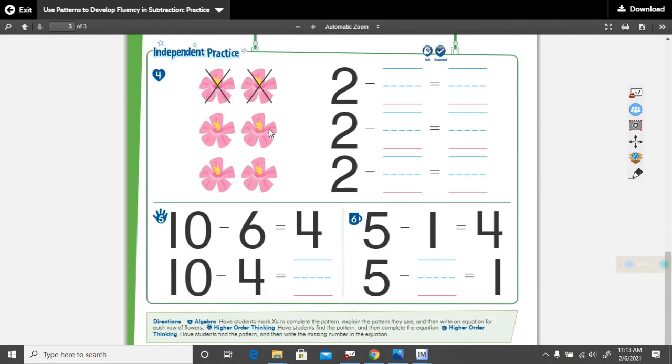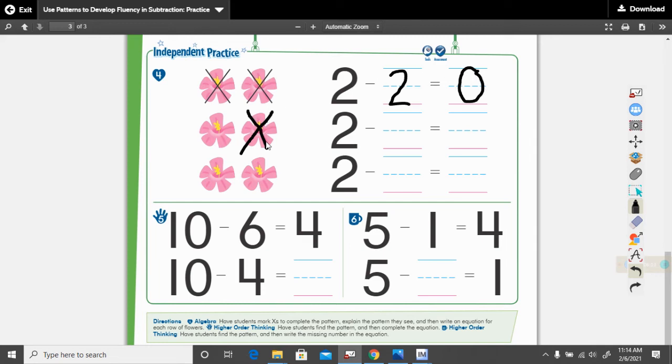Look up here at the top. We're going to make patterns with how many we take away. They took away both of them to begin with, all of the flowers to begin with. So they took away 2. If we're taking away less, 2, what number comes before 2? 1 and 0, right? 2. How many did they take away here? They took away all 2. And how many are remaining? 0.